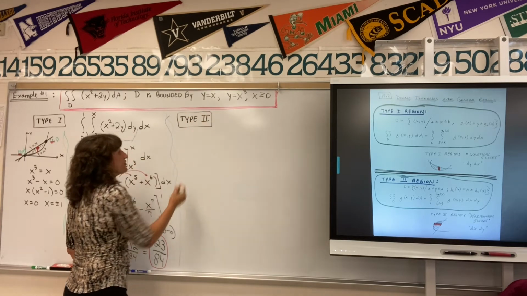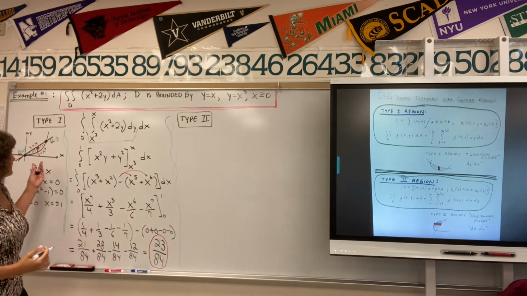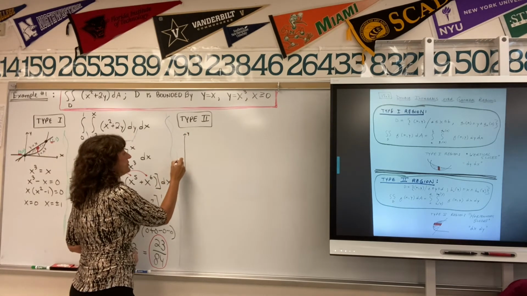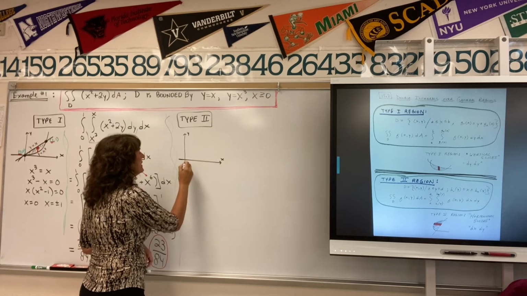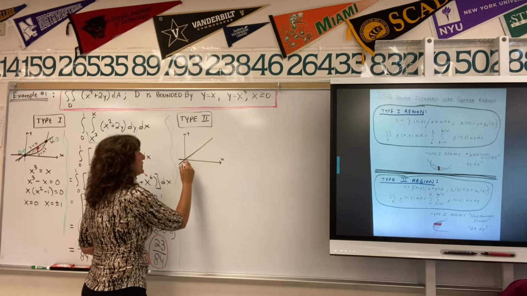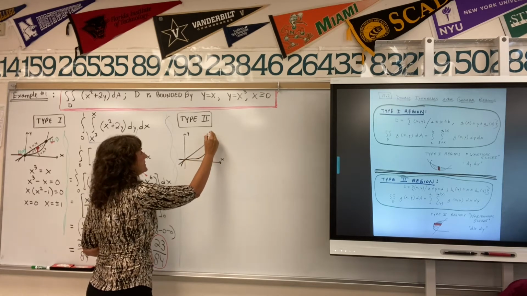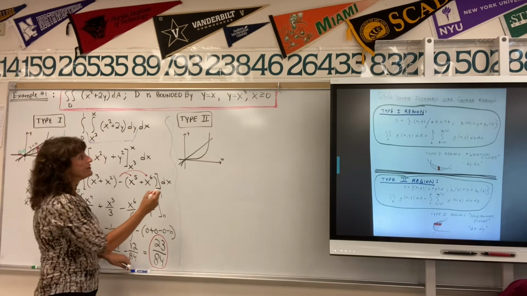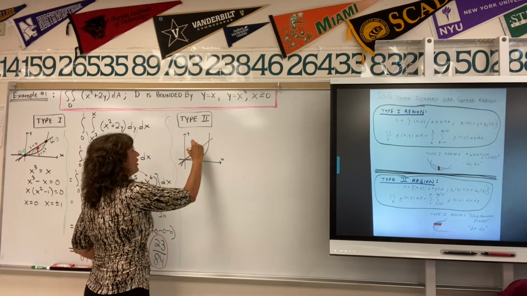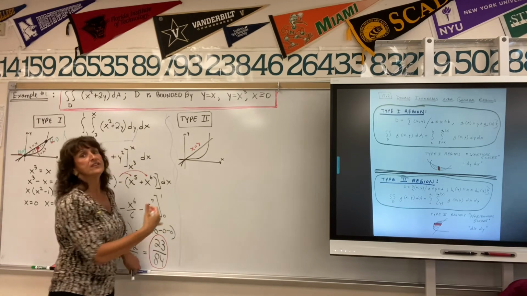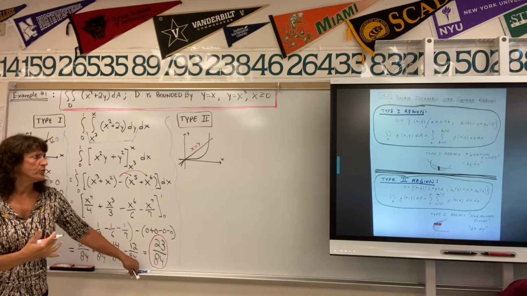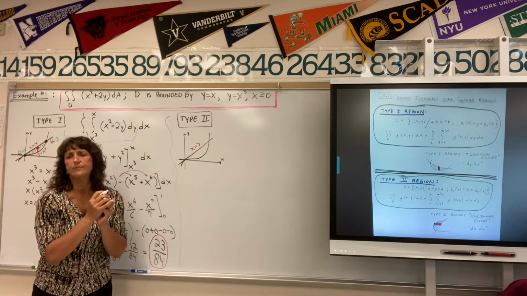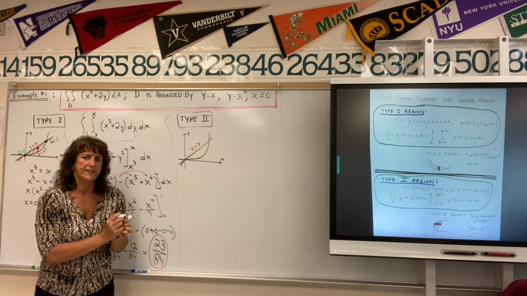Type 2 solution. Let me sketch the base again. Here's my y-axis, here's my x-axis. We have the line y equals x, and we have the cube function. These are the two curves of the problem. But up here, this is y equals x. Instead of calling it y equals x, I'm going to call it x equals y, because we're type 2, so now we need to make our inside bounds as a function of y instead of as a function of x.